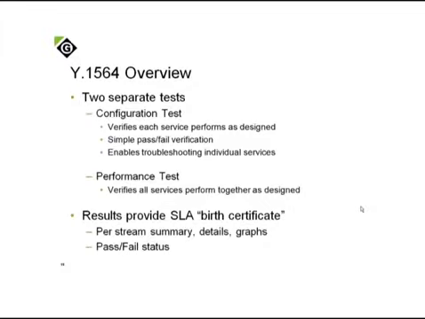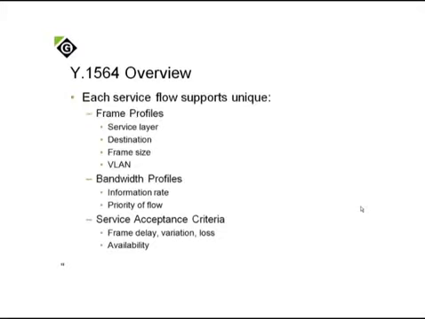So from an overview, each service flow supports a unique frame profile. So when we look at frame profiles, what service layer? Is this service going to be a layer 2 service or a layer 3 service? Is it going to use VLAN? Is it going to a particular destination, and what destination is it going to? What type of frame size is it sending? We know that VoIP traffic takes a very small frame, where Ethernet traffic, general intranet email type stuff, can use a much larger MTU. So each one of these streams can have a unique frame profile.